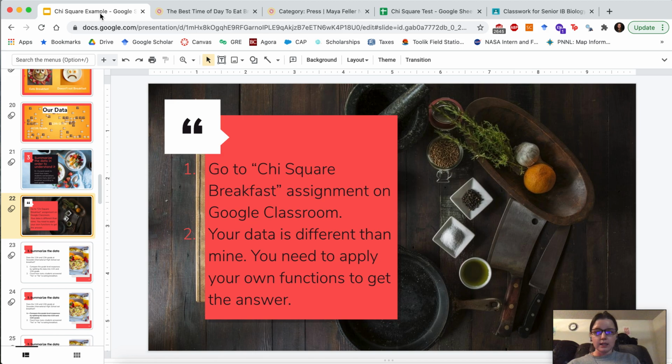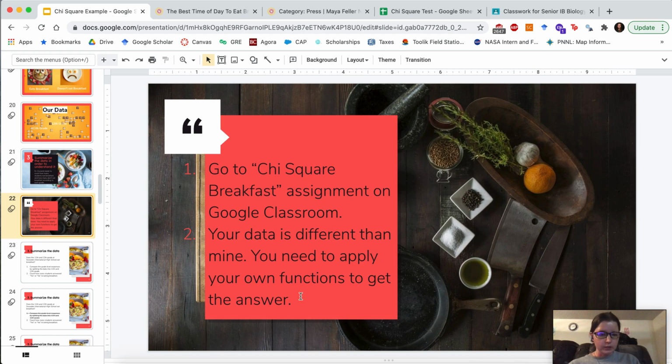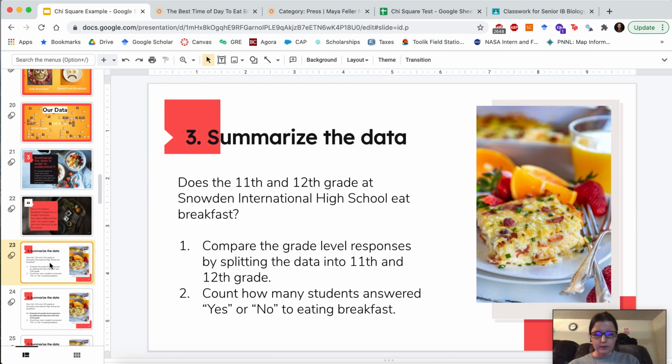Now there's one key difference between your data and my data. My data here, the no's and the yeses and the grades, is different from yours, which means that when you're doing this along with me, you can't just copy down the numbers that I put in the video, but you need to apply your own functions to get the answers.